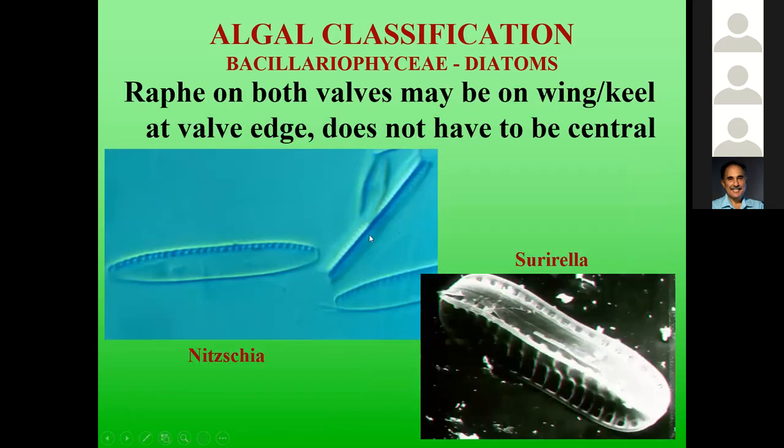You can have the raphe in both valves, but it's in a wing or a keel. Nitzschia, very common. And it has these little structures along the edge of the raphe on the edge of the valve, which are called carinal dots. Those are usually highly visible and are a tip-off that you're looking at Nitzschia.